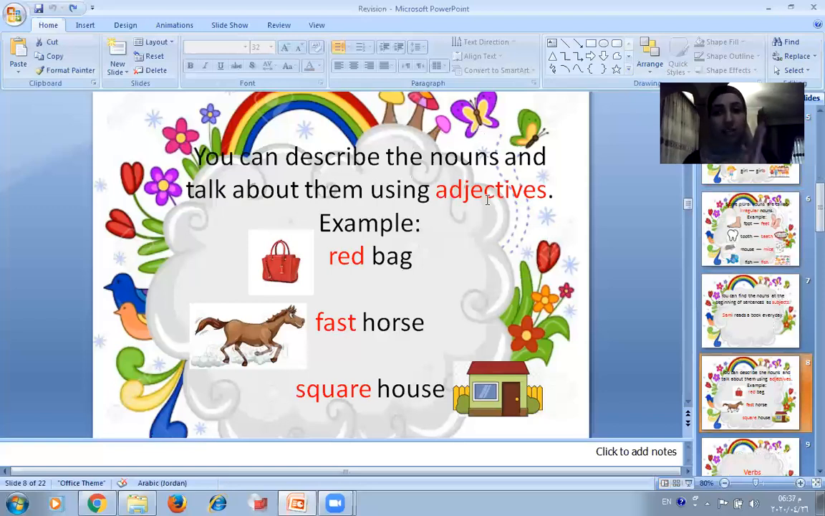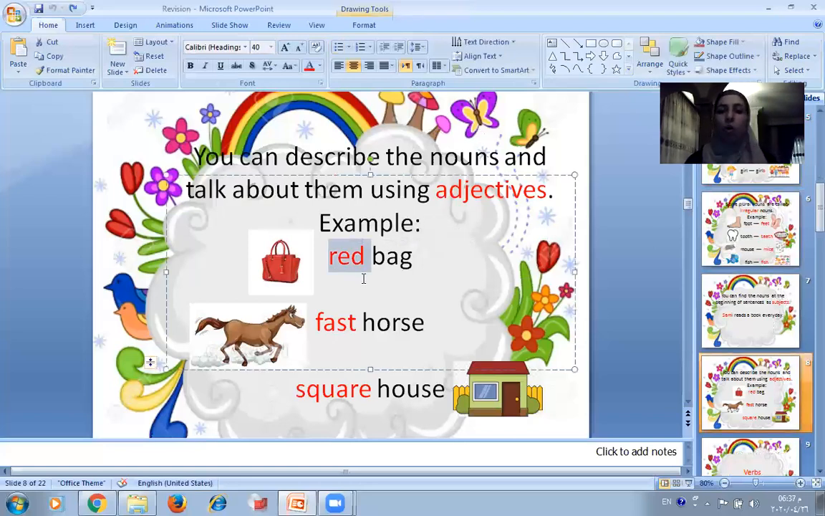So the adjectives, they come before the noun, okay? Like red bag. You don't say bag red. First the adjective, then the noun. So you say red bag. Which word is the adjective? It's red, because we said the colors are always adjectives. And also it talks about the bag. It describes the bag.